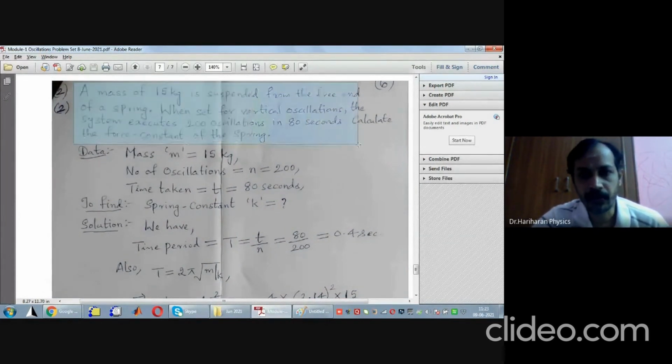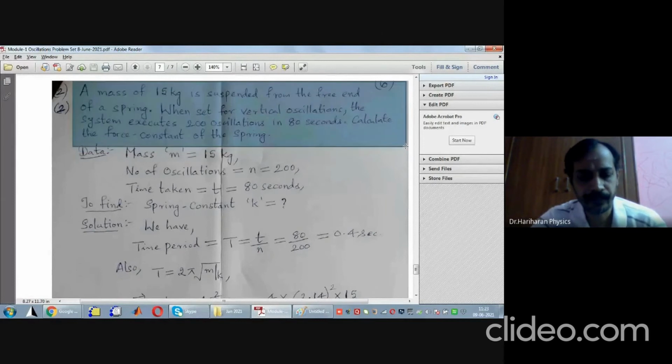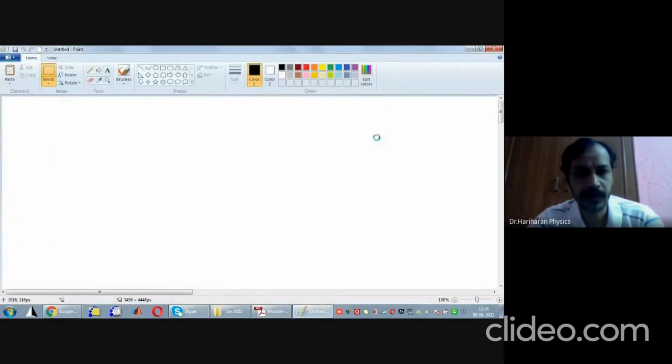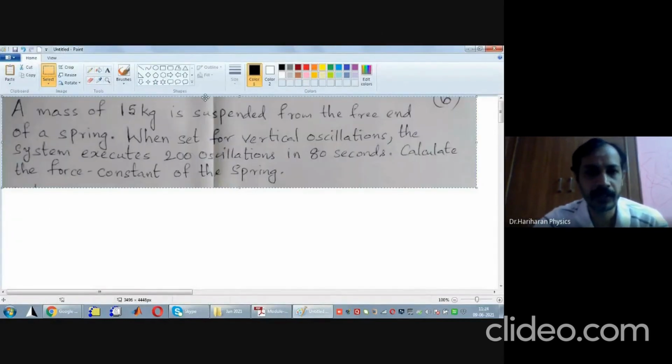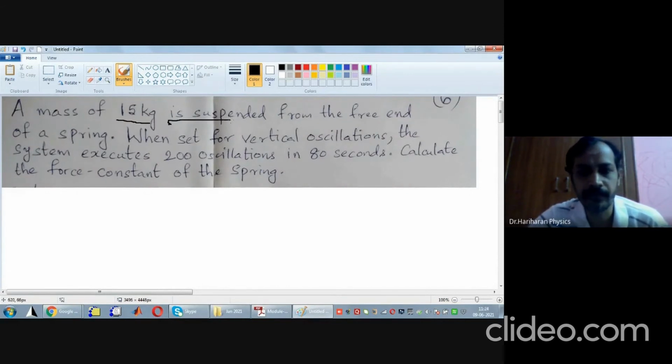A mass of 15 kg. What is the statement of the second problem? A mass of 15 kg is suspended from the free end of a spring. When set for vertical vibrations, the system executes 200 oscillations in 80 seconds. Calculate the force constant of the spring.